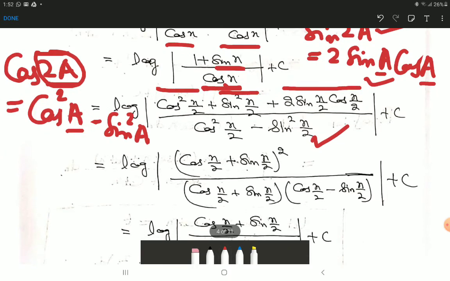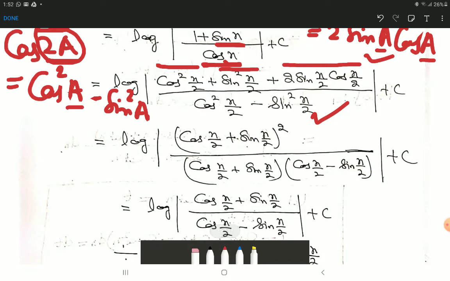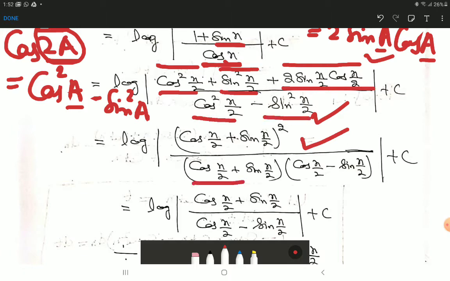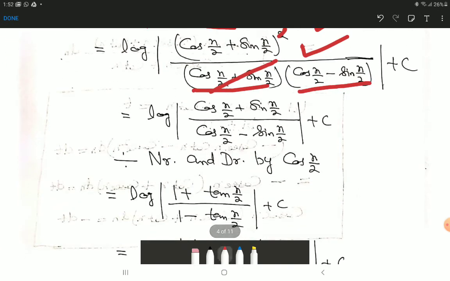So now in the numerator we have something like a square plus b square plus 2ab. So it will take the shape a plus b whole square. In denominator we have a square minus b square like thing, something square minus something square. So a square minus b square, its factors are a plus b into a minus b. So its factors will be cos of x by 2 plus sin of x by 2 into cos of x by 2 minus sin x by 2. So one power of cos x by 2 plus sin x by 2 is cancelled. So what is left? Cos of x by 2 plus sin of x by 2 upon cos of x by 2 minus sin x by 2.